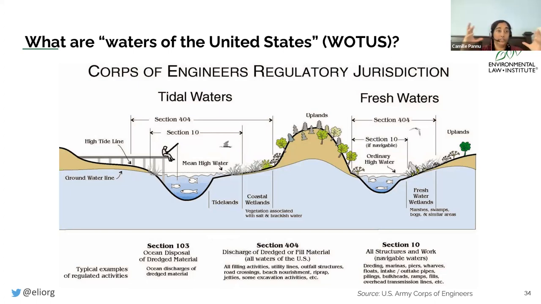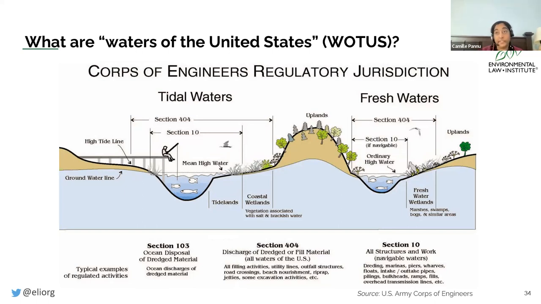So waters of the United States has been interpreted to include water systems in a very different way than just navigable waters. The reason that folks use navigable waters in the act and talk about that is because of the authority under the Commerce Clause of the Constitution. So they're kind of calling back or signaling to a line of cases that has talked about specifically federal authority over navigable waters.